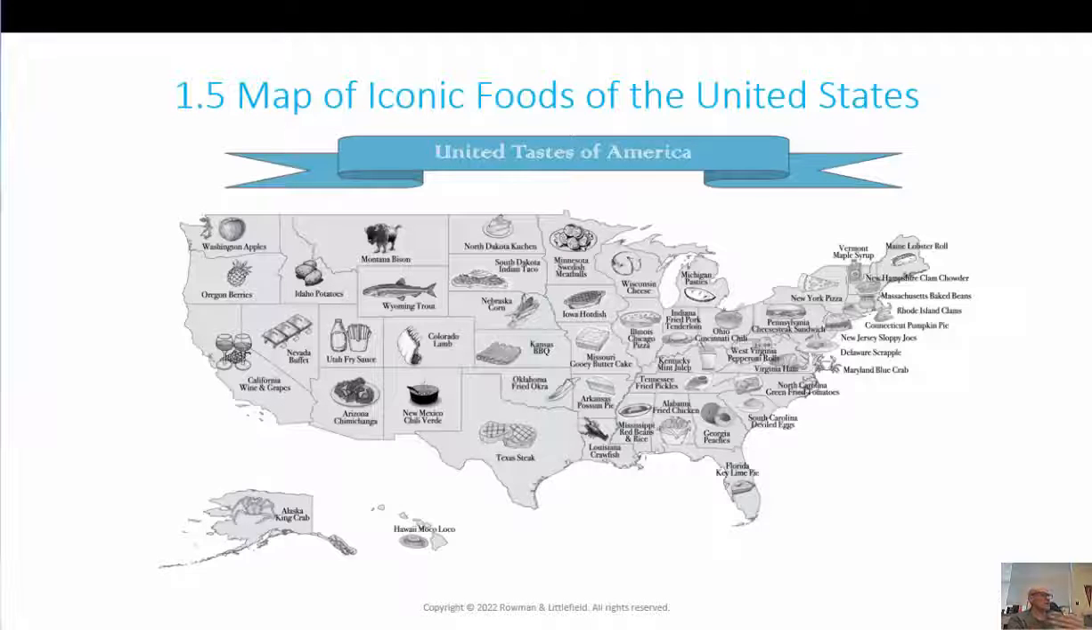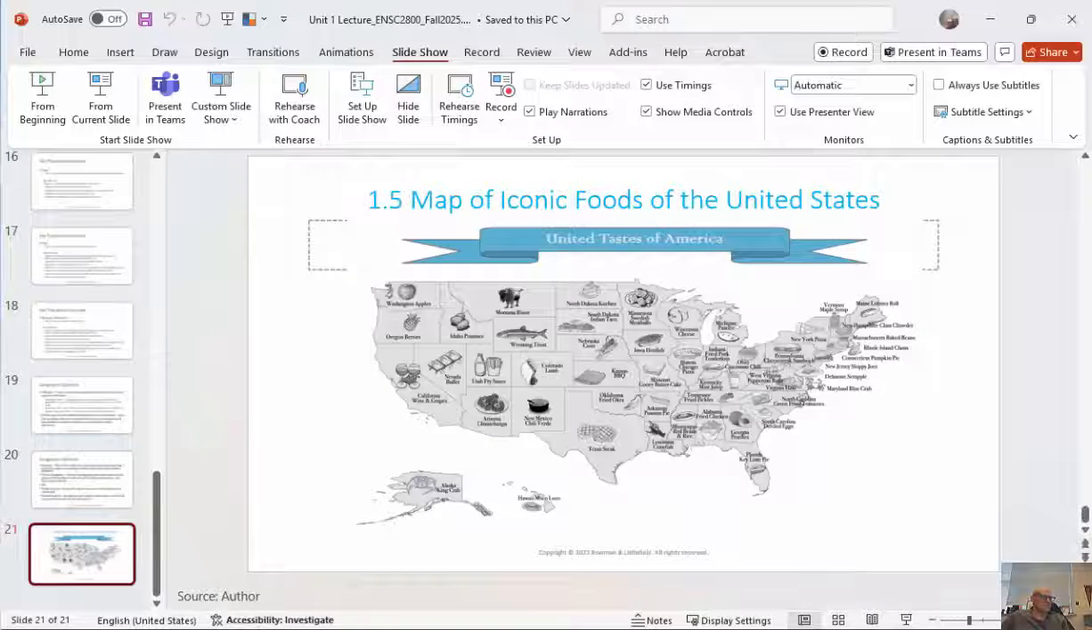I thought this was kind of interesting. This is a map of iconic foods in the United States. I lived in Idaho for graduate school, and as you can imagine, Idaho was famous for potatoes. I lived in Maryland for a few years: Maryland, blue crab. North Carolina, green fried tomatoes. New Jersey, sloppy joes or key lime pie or whatever. And we thought that was relatively interesting.